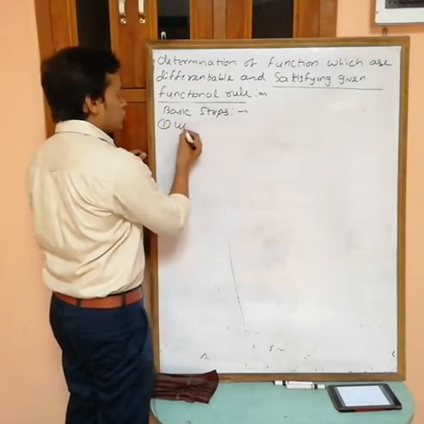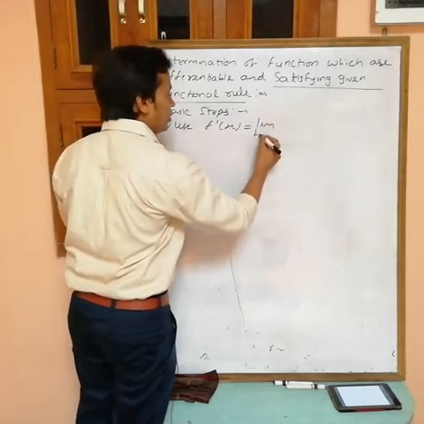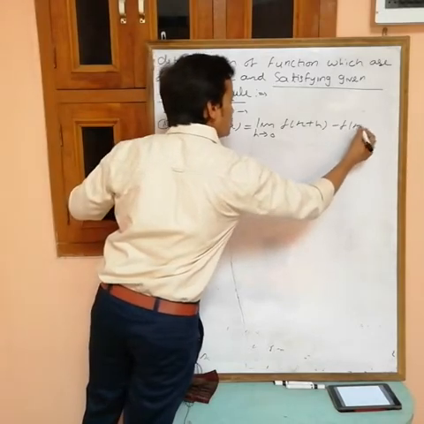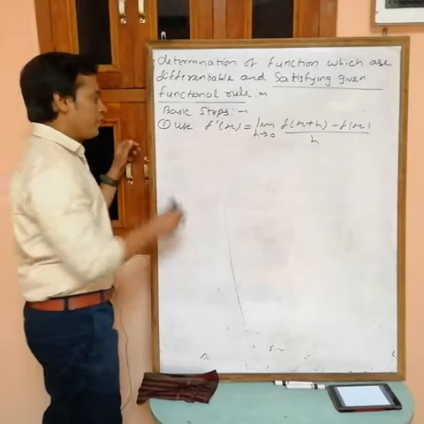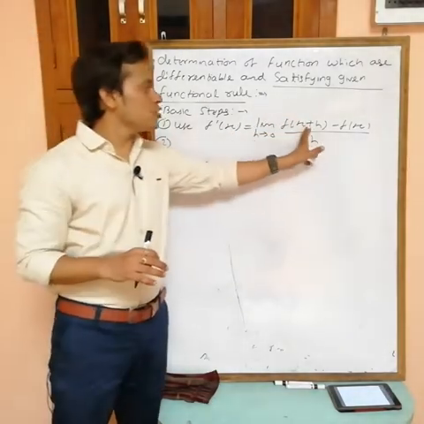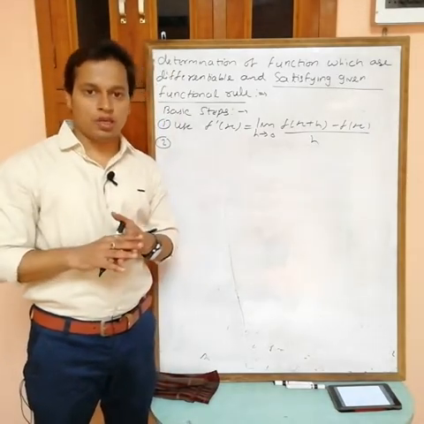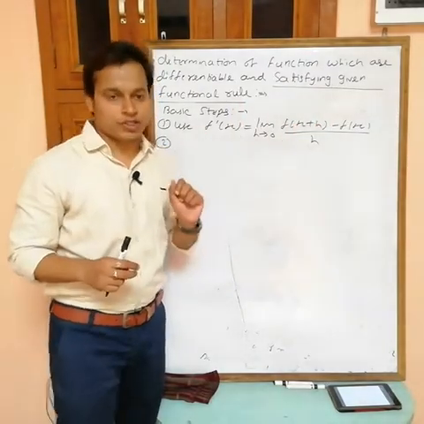First one, use the formula of f dash x as limit h tending to 0, f(x plus h) minus f(x), by h. This is the formula of f dash x. Now second, manipulate this f(x plus h) minus f(x) such that the given functional rule is applicable. Or anyhow put the value of this one by using the given functional rule.